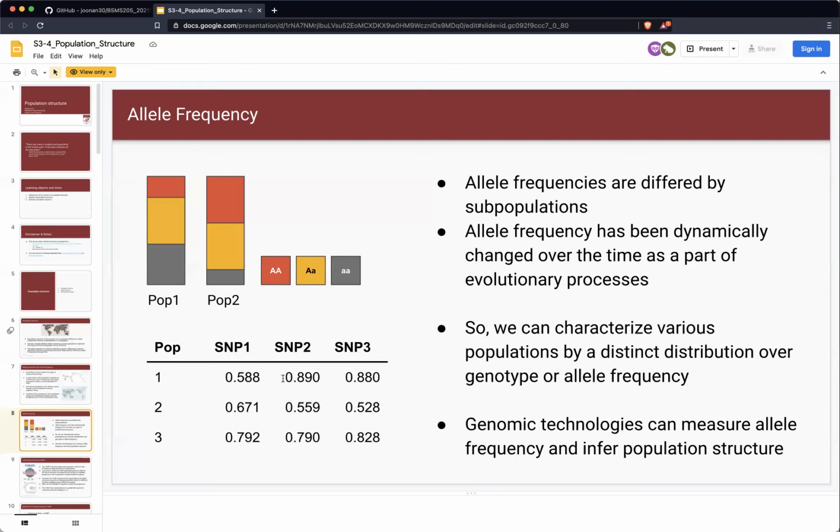across different SNPs. So when we think about the population structure, the easiest way to look at these differences, or stratification, is looking at the allele frequency. And of course, using the latest genomic technology, we can easily measure the allele frequency across the population, and we can infer the population structure.